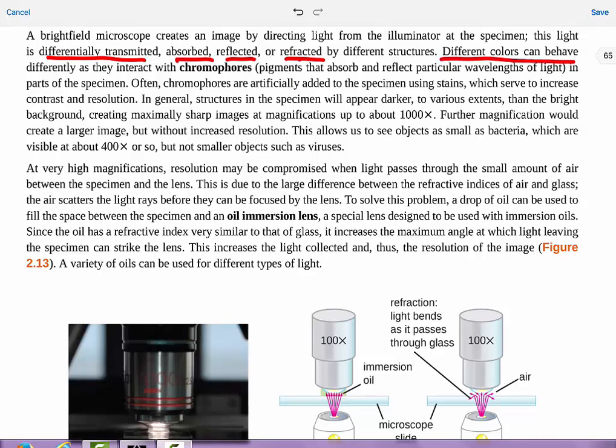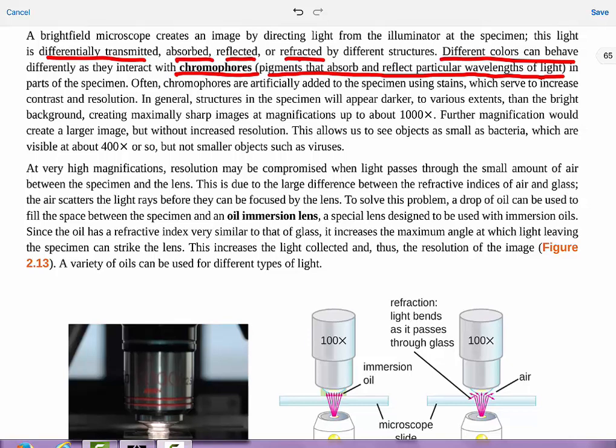Different colors can behave differently as they interact with the chromophores. So chromophores are pigments that absorb and reflect particular wavelengths of light. So again, when white light, for example, coming from the light bulb, comes in and it hits something, when it hits a prism, for example, it'll scatter that light into the different wavelengths, and we see that as different colors.